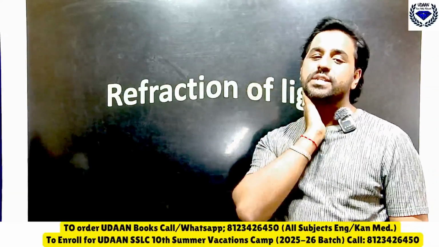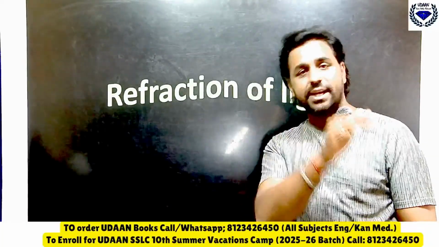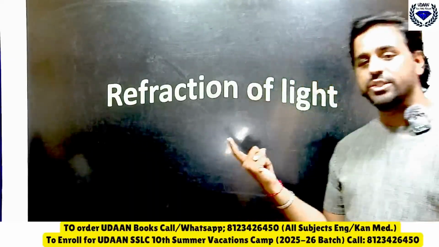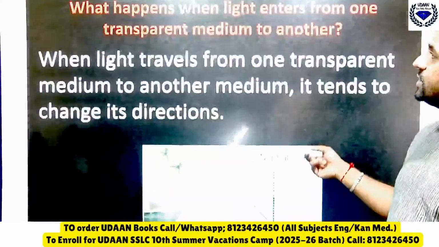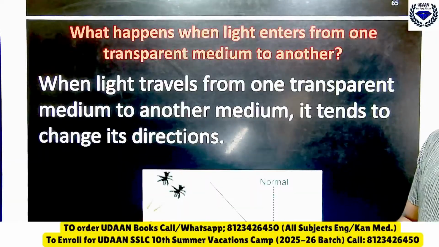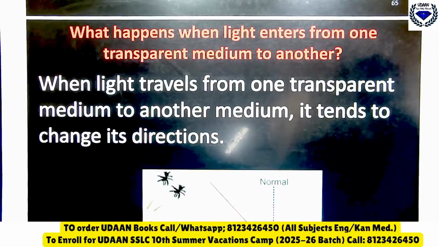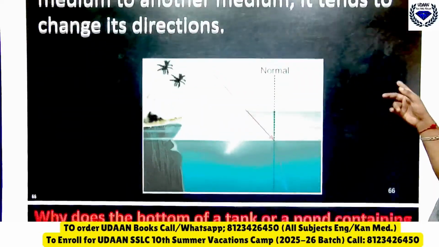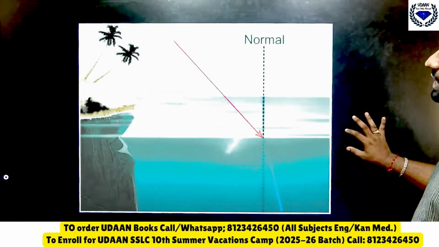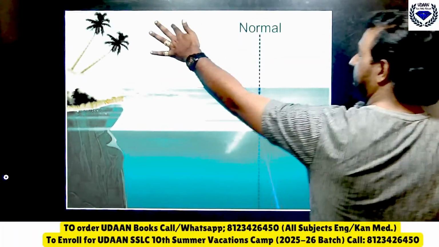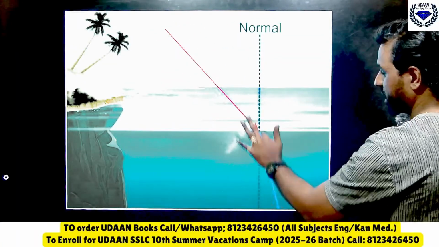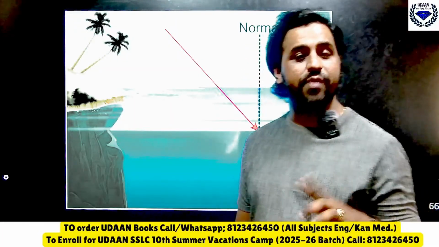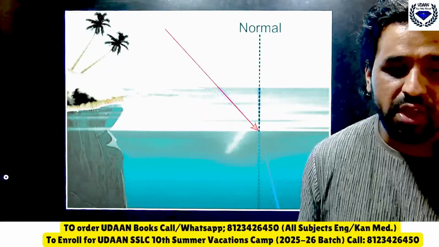Then the last part of today's class is what? We will study the refraction. Refraction is the bending of light. See, we studied what? Reflection, it is bouncing back of light. Refraction means what? It is bending of light. So what happens when the light enters from one transparent medium to another? See, when the light travels from one transparent medium to another medium, it tends to change its direction, it bends. Look, what happens to light here, the sun rays fall like this in the water, but it will bend in the water, the light will bend. So this from the normal, this one we call it as what? Refraction. Refraction means what? Bending of light, dear.